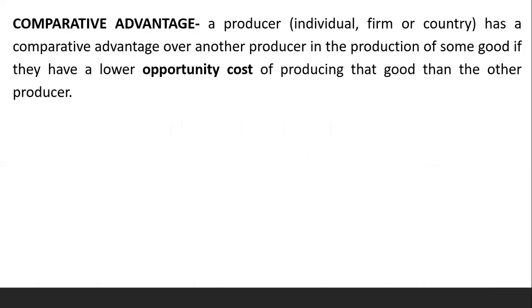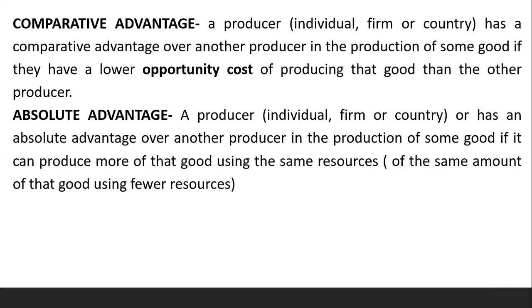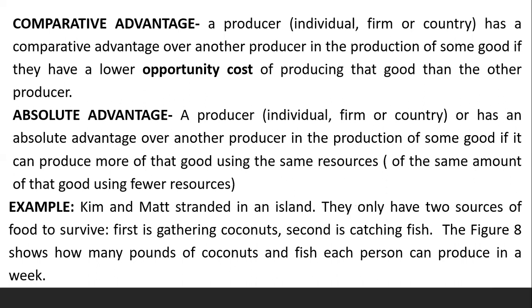Comparative advantage. A producer has a comparative advantage over another producer in the production of some good if they have a lower opportunity cost of producing that good than the other producer. Absolute advantage. A producer has an absolute advantage over another producer in the production of some good if it can produce more of that good using the same resources.